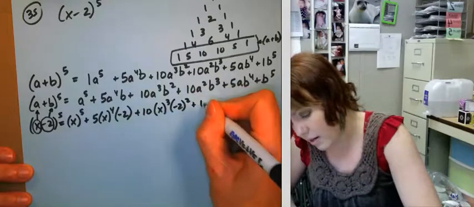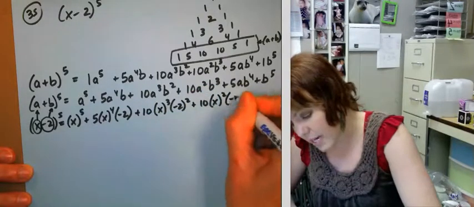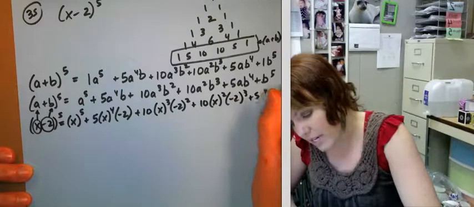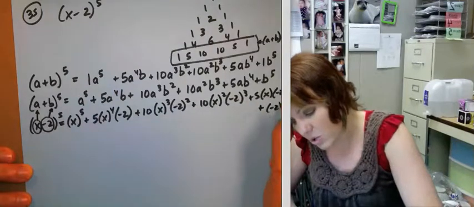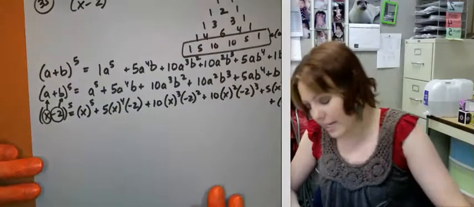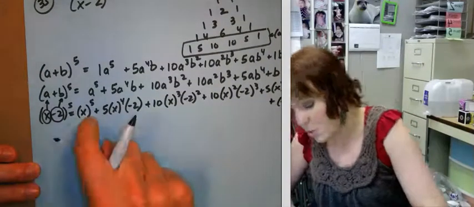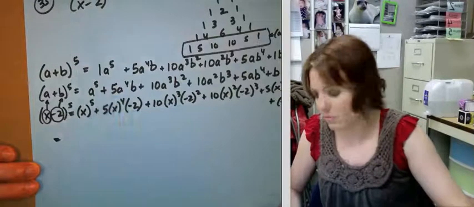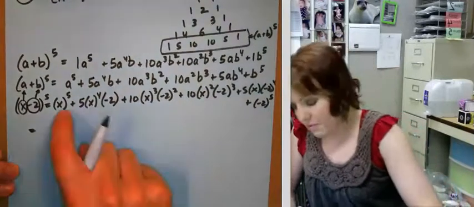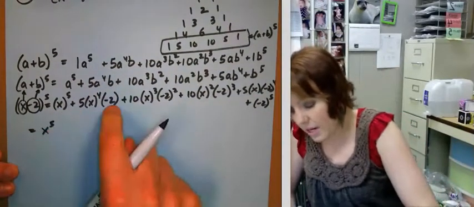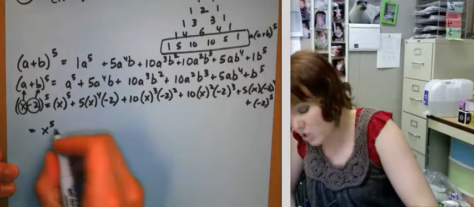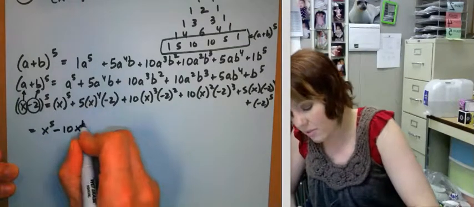-2 squared, 10 times x squared times -2 cubed, 5 times x times -2 to the fourth, plus -2 to the fifth. All right, so let's go through and simplify each one of these. First one, x to the fifth. X to the fifth is just x to the fifth. Then we have 5 times -2 is -10, x to the fourth.